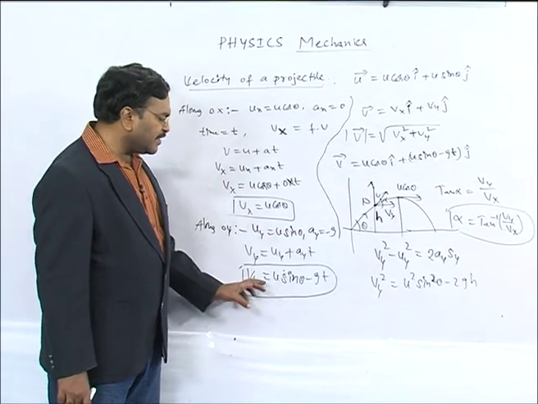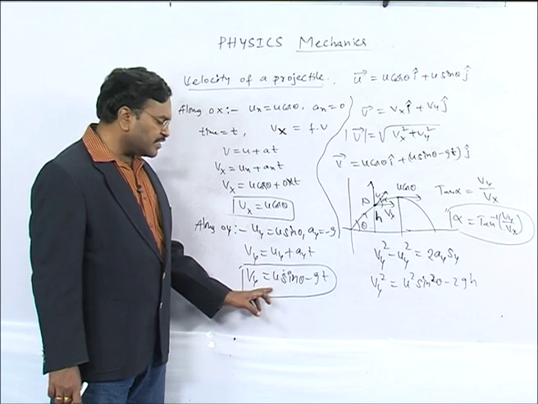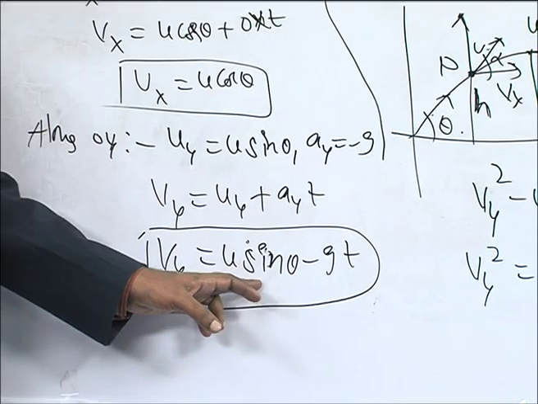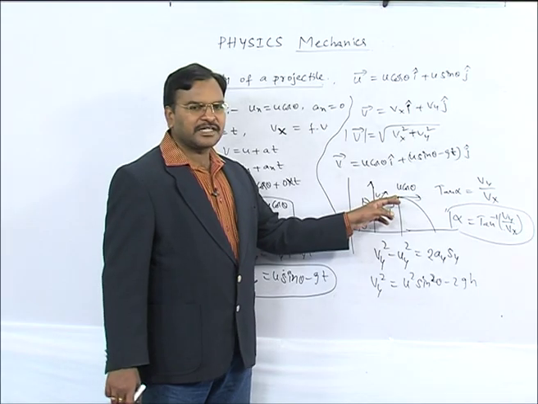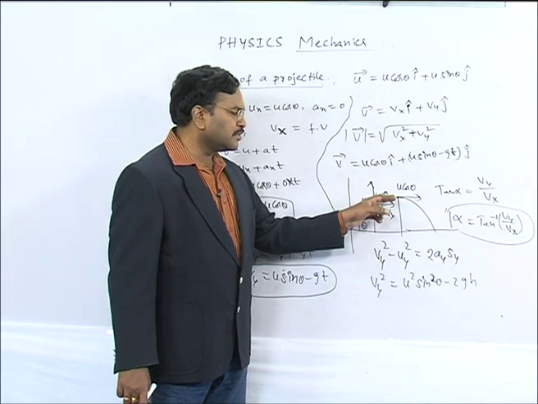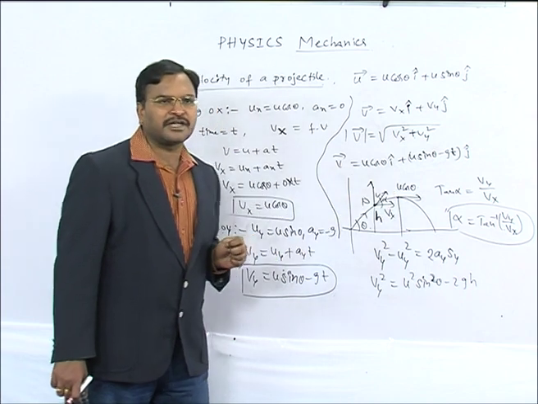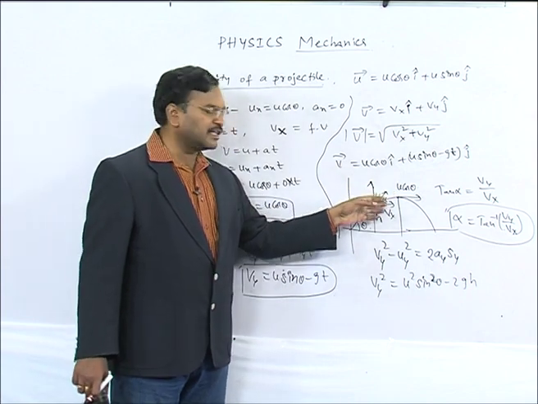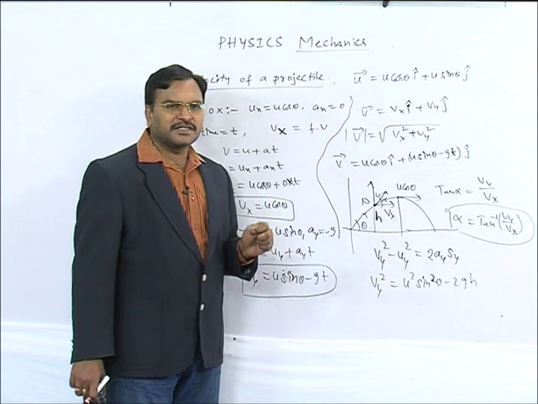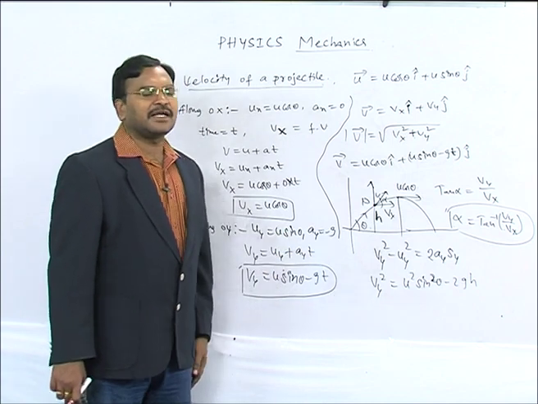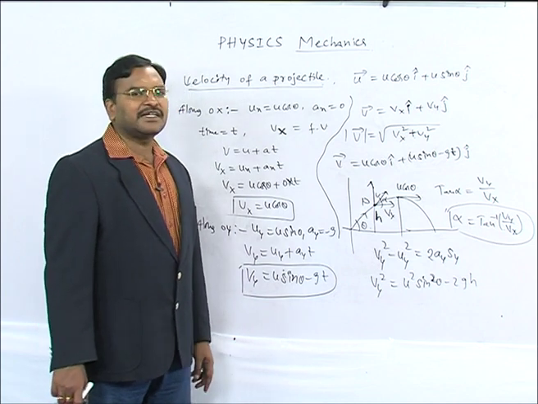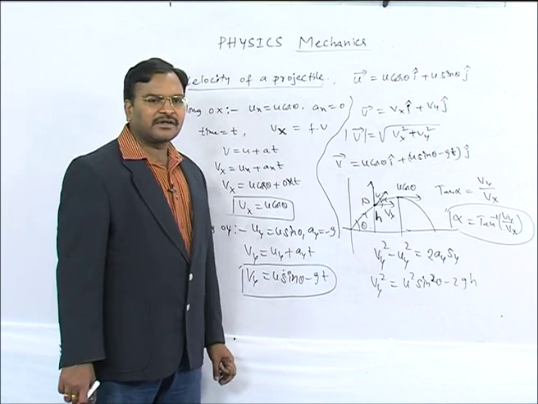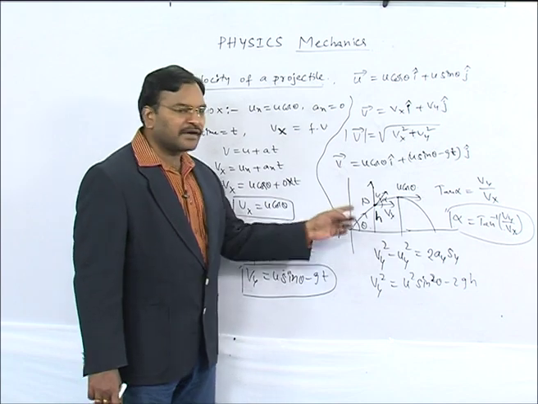Now, in the vertical direction the U sin theta value goes on decreasing. So the vertical velocity goes on decreasing, and finally at the maximum height its velocity becomes how much? 0. So the vertical component of velocity at the maximum height is 0. What is maximum height? The maximum vertical distance travelled by the projectile is called maximum height.